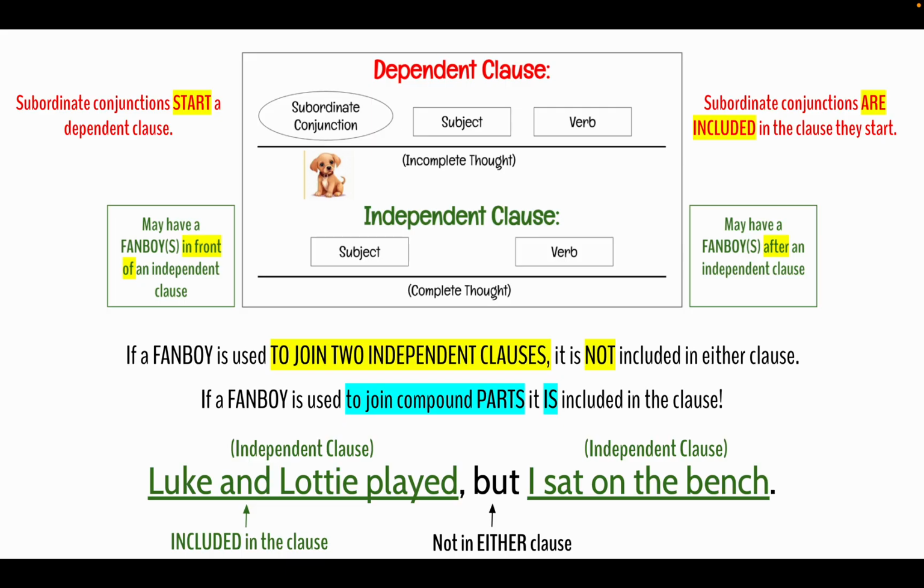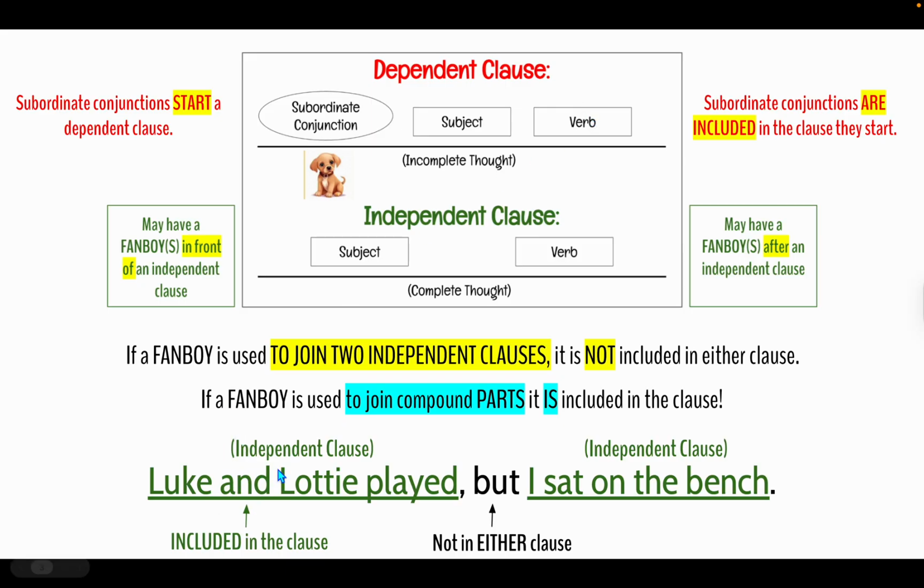The fanboys stand for and, nor, but, or, yet, so. And we have been building this background knowledge all year leading up to this. If it sounds like a lot, it is a lot, but we've been working on it, okay? So the fanboy, which joins two independent clauses, is not included in either clause. The subordinate conjunction starts a dependent clause, and we'll talk more about dependent clauses on a future slide.